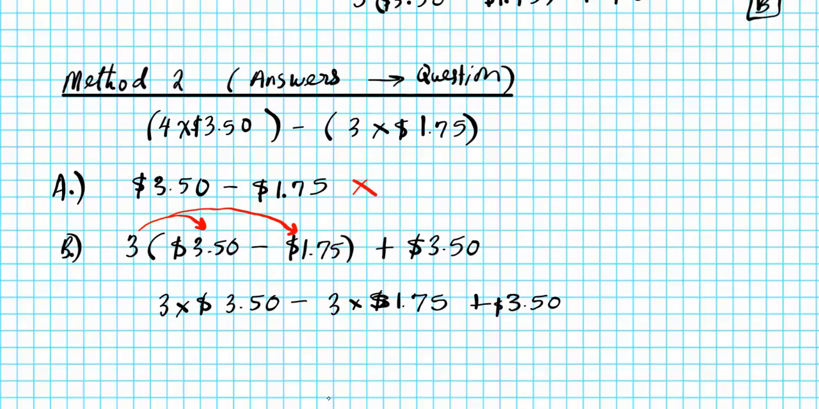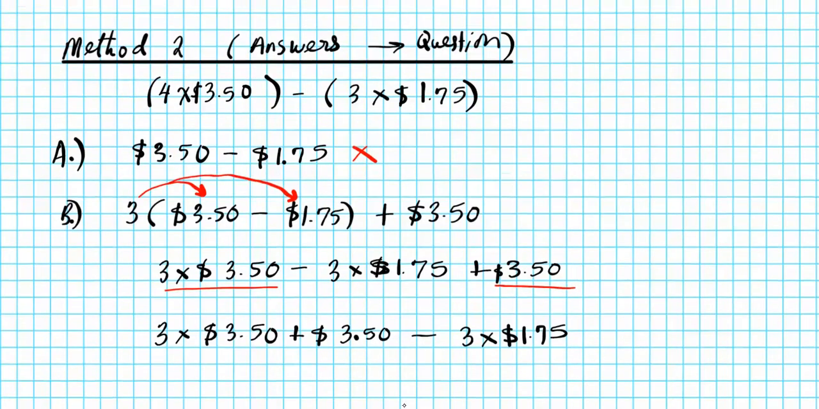Now, you ask yourself, we have two like terms here. You have $3.50 and you have $3.50. So we can collect like terms together. You have 3 times $3.50, okay, plus $3.50, and then you're subtracting 3 times $1.75. Now what you can do is you notice that you have 350 here and a 350 here.